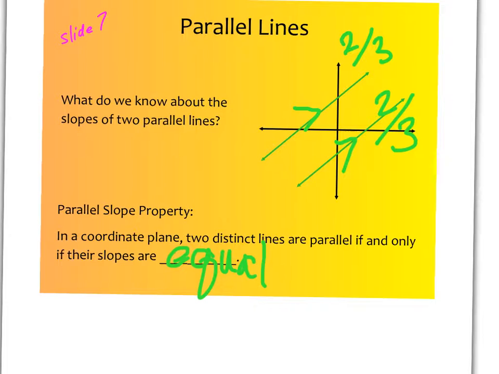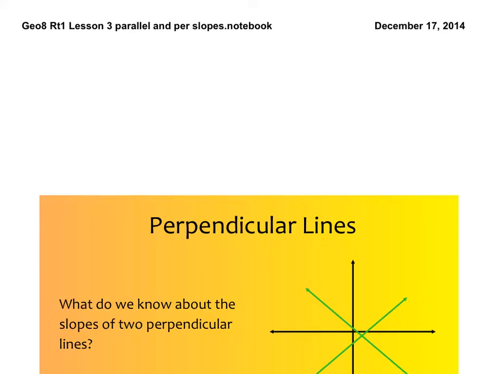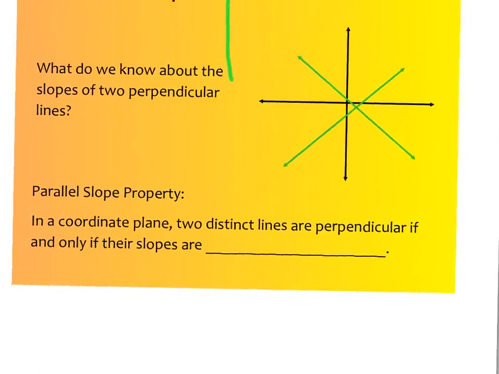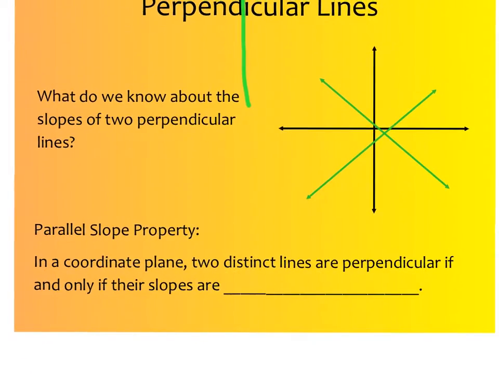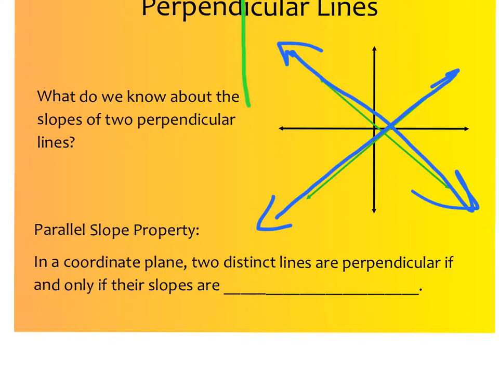So now let's look at the idea, which is perpendicular. Perpendicular slopes do not have the same slope. In fact, in order for two lines to be perpendicular, one of them has to have a positive slope and the other has to have a negative slope. So we know that in a coordinate plane, two distinct lines are perpendicular if their slopes have opposite signs. If one is positive, the other is negative. They also have to be reciprocals of each other.